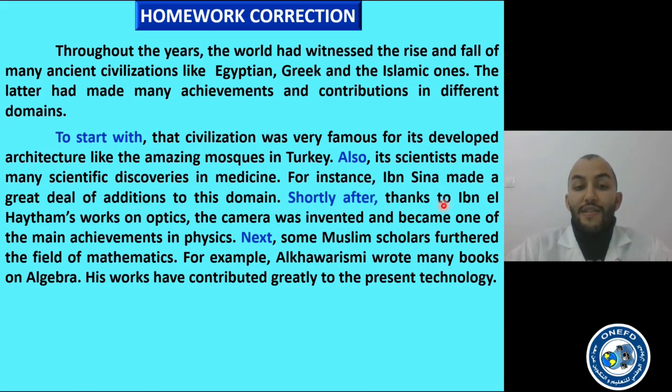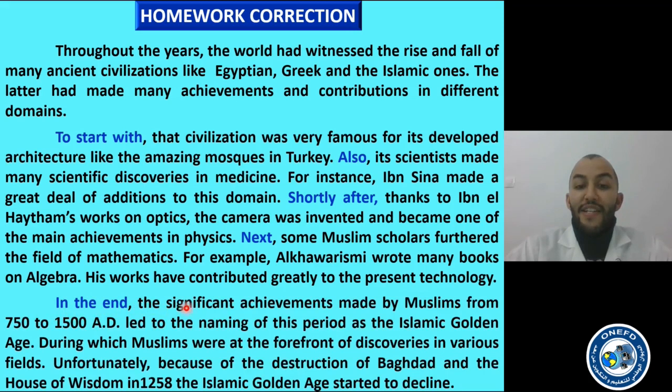Shortly after, thanks to Ibn al-Haytham's works on optics, the camera was invented and became one of the main achievements in physics. Next, some Muslim scholars furthered the field of mathematics. For example, Al-Khwarizmi wrote many books on algebra. His works have contributed greatly to the present technology.